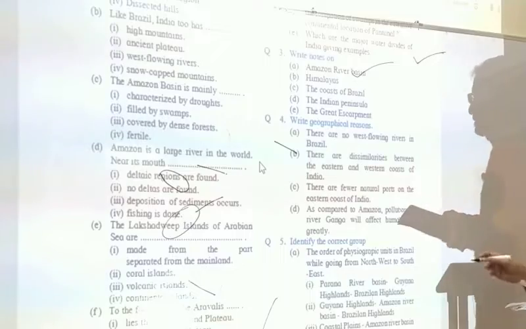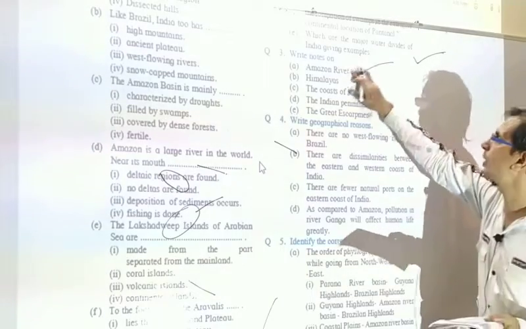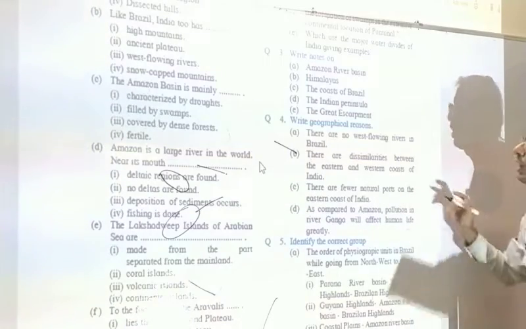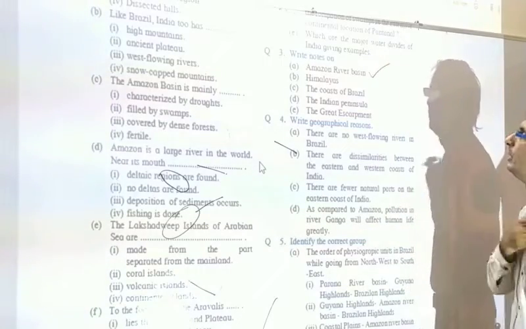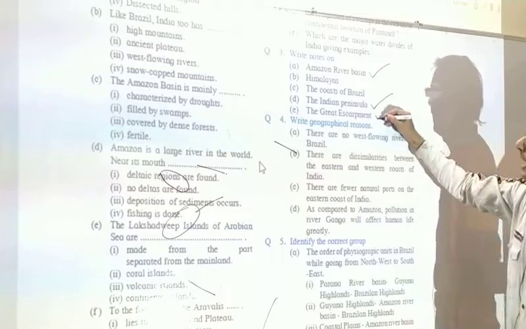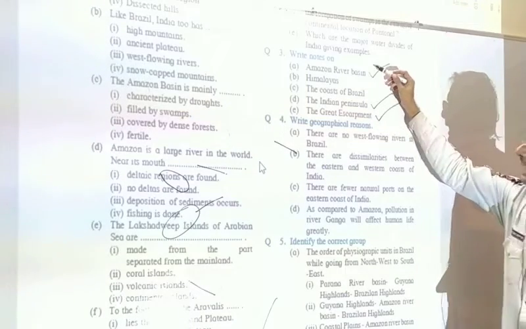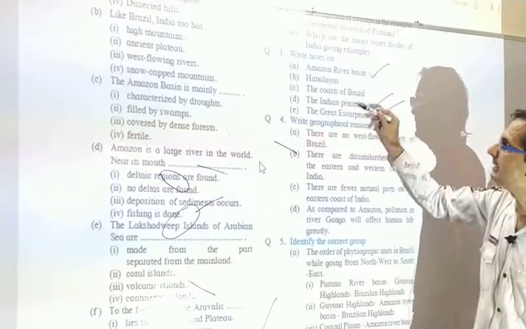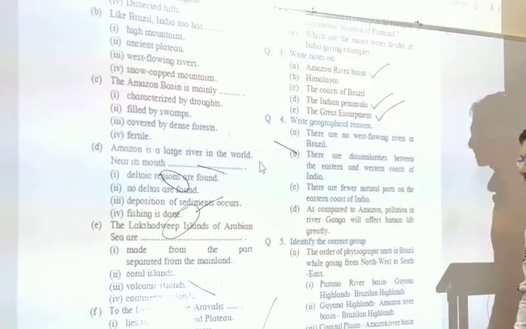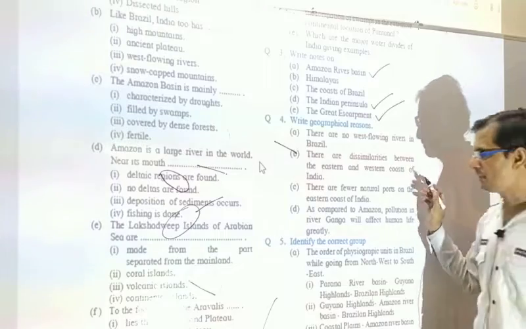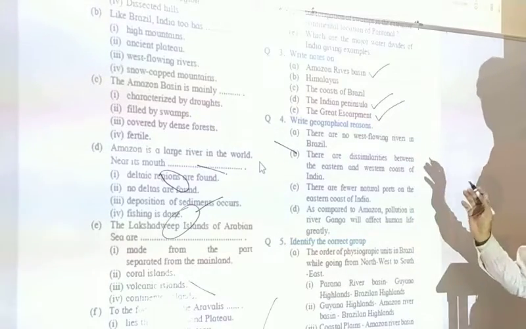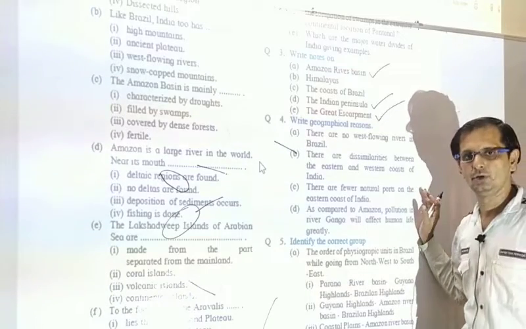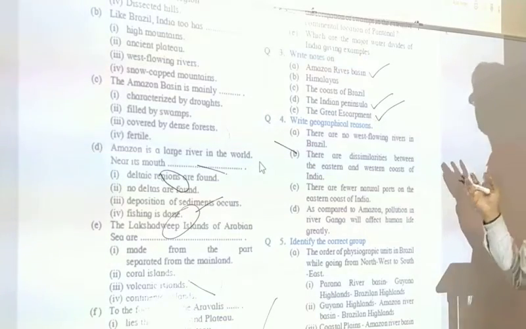Then question number 3, write short notes on Amazon River Basin, Indian Peninsula and the Great Escarpment. Question number 3, A, D and E. These three are very important for short notes. Just write them down and learn them by heart.